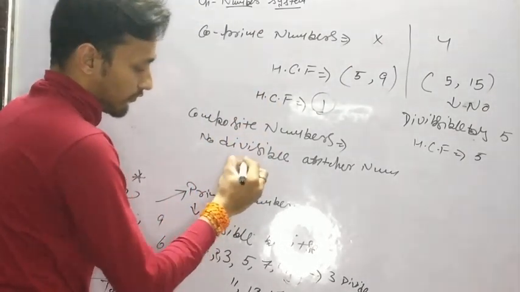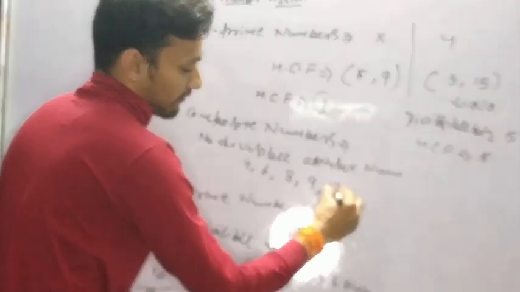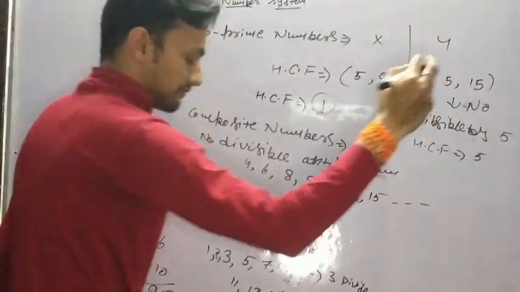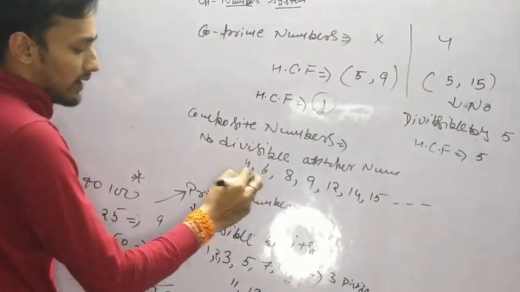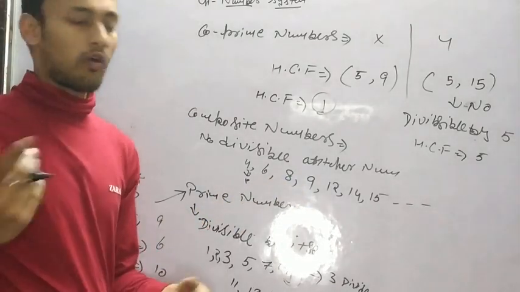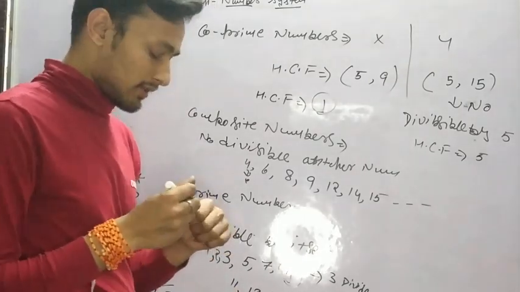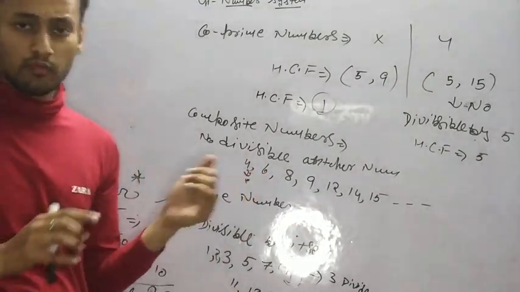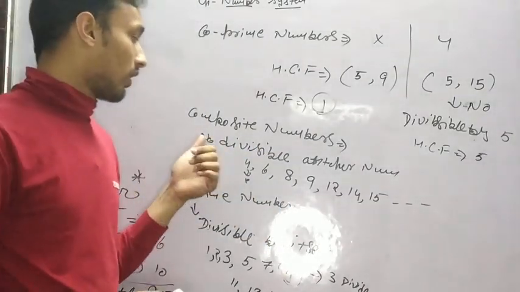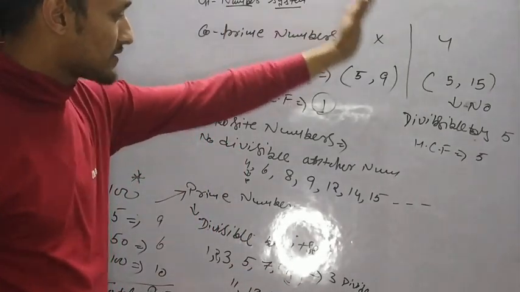For example, 4, 6, 8, 9, 12, 14, 15, etc. 4 can be divided by 2, 6 can be divided by 2 or 3, 8 can be divided by 2 or 4, 9 can be divided by 3. So those numbers can be divided by more than just 1 and themselves. So those are called composite numbers. Hope you all are clear with it. So that was the conclusion.